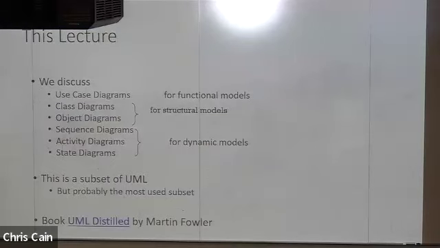So we're going to discuss a bunch of different kinds of diagrams: use case diagrams, class diagrams, object diagrams, sequence diagrams, activity diagrams, and state diagrams. All of these different kinds of diagrams are still just a subset of UML, but I've selected the ones you're most likely to be seeing around as you get more experience. We'll go through these and try to figure out, what are they? When are they used? What are they describing? How do you make one of these?